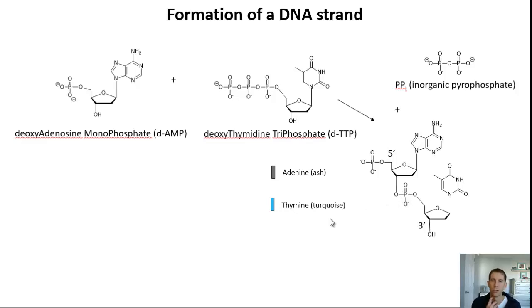As the DNA strand grows, it always grows at the 3' position. So the alcohol functional group is what is always doing that nucleophilic attack on the phosphorus of our triphosphate nucleotide derivative.